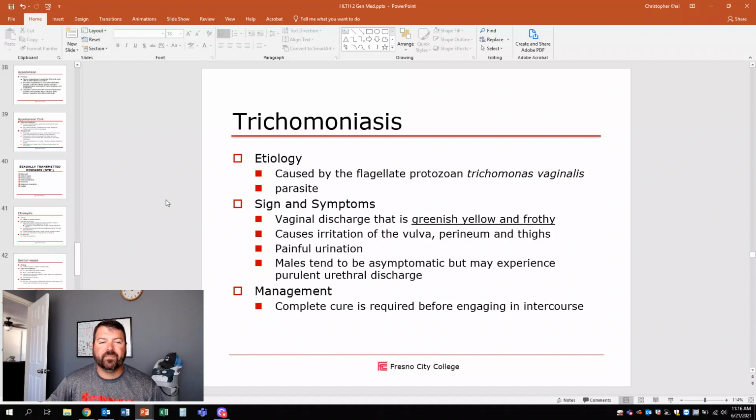I always screw up saying this. Trichomoniasis, okay, caused by a flagellate protozoan. Okay, it is a parasite. Signs and symptoms: vaginal discharge that is greenish, yellow, and frothy. Okay, hope you're not watching this before you're eating. It causes irritation of the vulva, perineum, and thighs, and painful urination. Males tend to be asymptomatic, so no symptoms, but may experience purulent urethral discharge. Management: complete cure is required before engaging in intercourse, which is just going to be through medications.